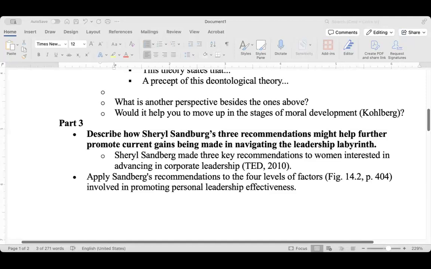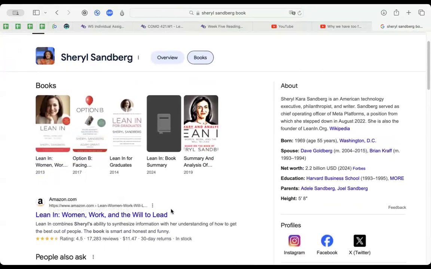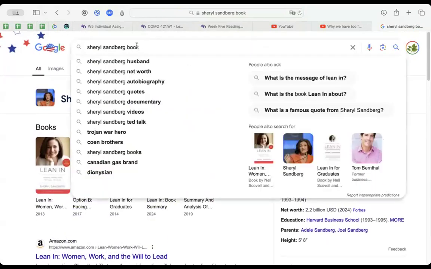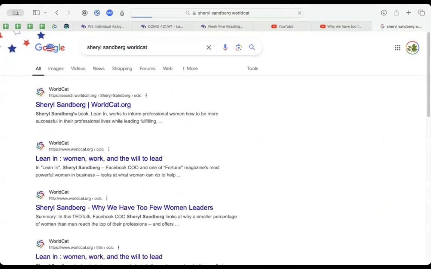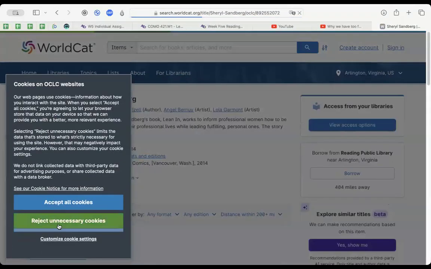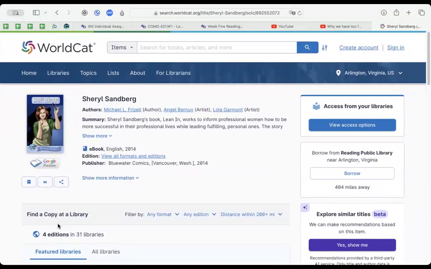So if we have her famous book, which I will point out came out a couple years after this talk went viral. So we see the original book is Lean In: Women, Work, and the Will to Lead. Now, there are a couple follow-ups, but if we're going for the original, I'm going to jump us over to WorldCat. WorldCat is a global library catalog that searches the catalogs of many different libraries.